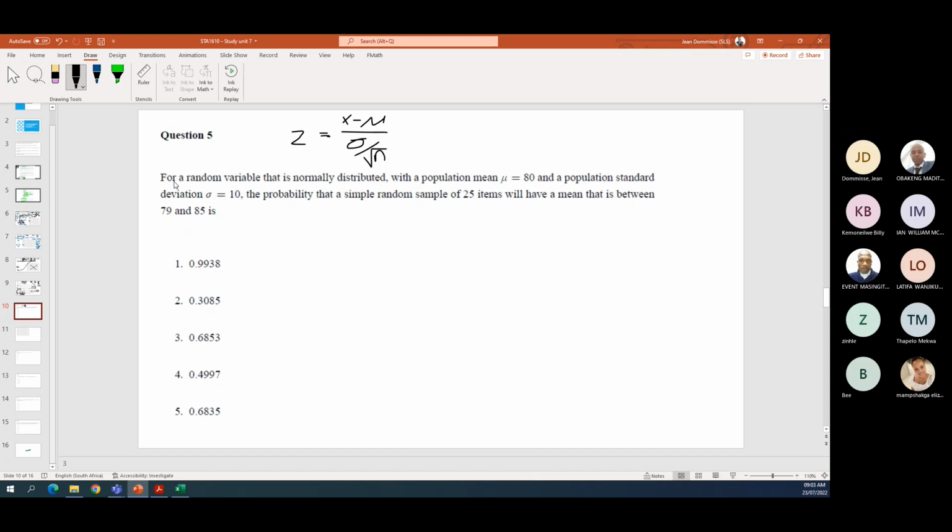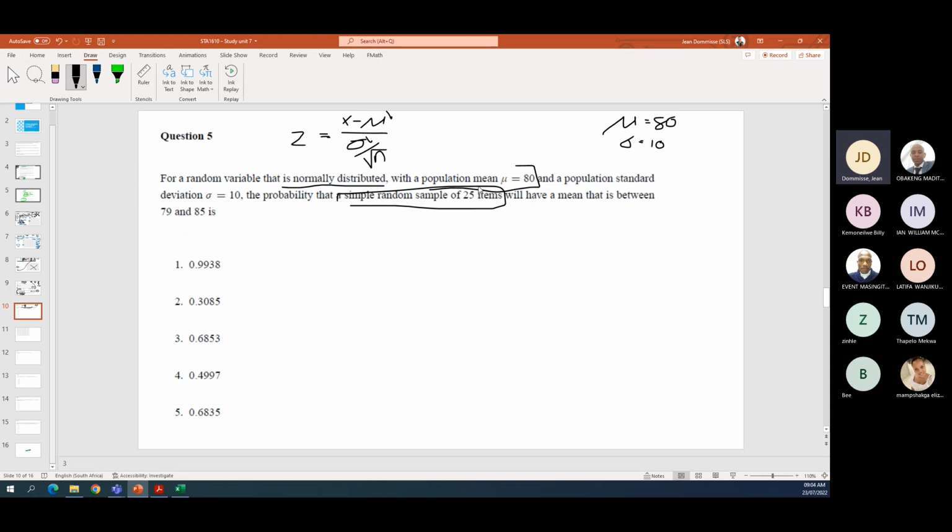Okay, so from a random variable that is normally distributed with a population mean of 80, so we've got the population mean, we have that one, and the population standard deviation, got that. The probability that the simple random sample, so we've got n is 25, we've got that.